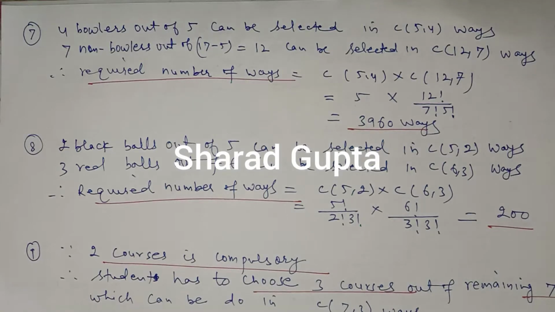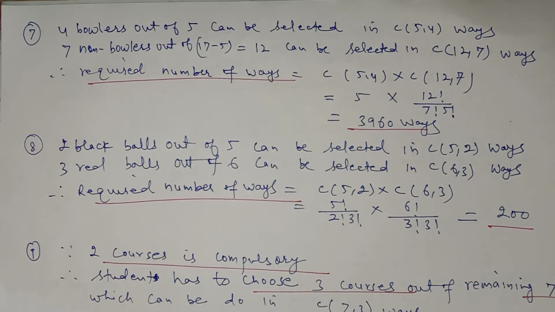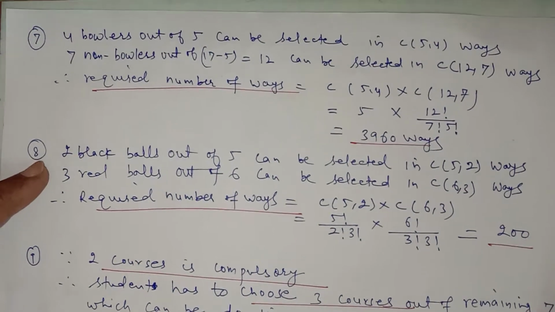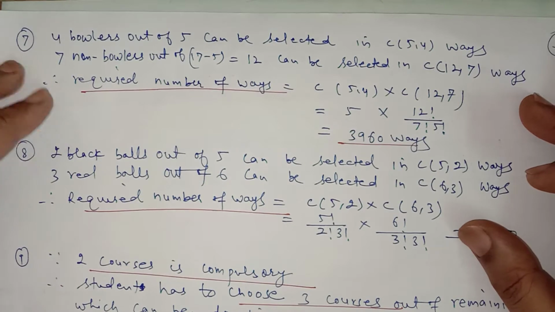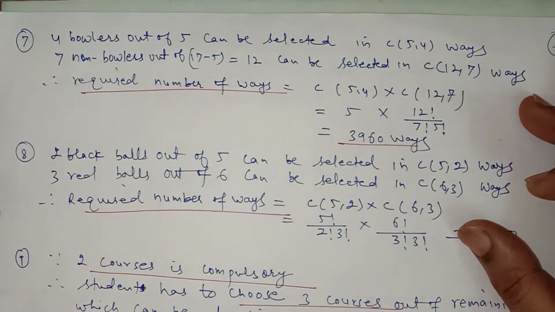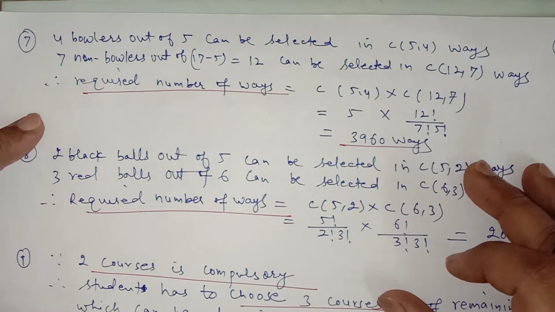This is lecture number 6 for the chapter permutation and combination, and we are discussing the third exercise. We have done up to question number 6 in the last lecture. Now in question number 7 you have to select a cricket team consisting of 11 players, and in that cricket team 4 should be bowlers. You have to select 11 out of 17, and out of 17 there are 5 bowlers.